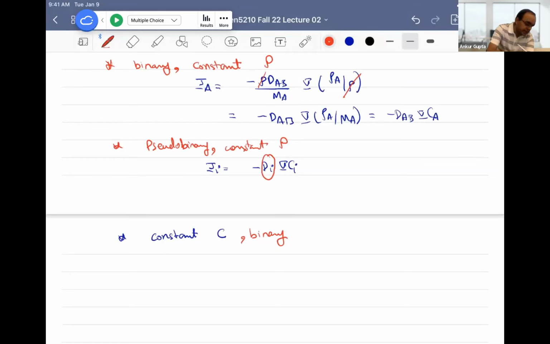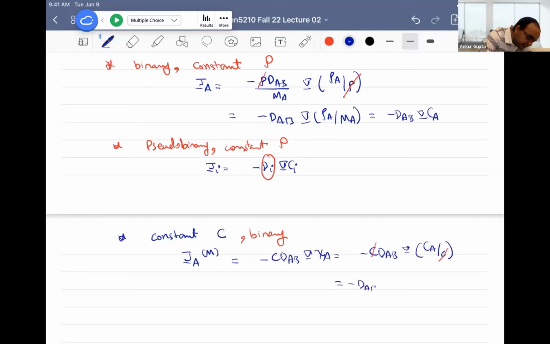So in this case, I will write J_A of M is minus C D_AB gradient of chi_A, which is equal to minus C D_AB gradient of C_A by C. C gets cancelled much like last time, and you simply get minus D_AB grad C_A. Okay. So you again get to the same answer, but right now C is constant, and this is the molar flux. This is the molar flux based on the molar average velocity.